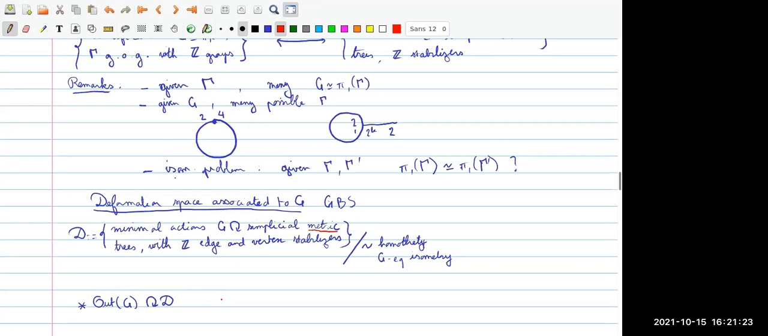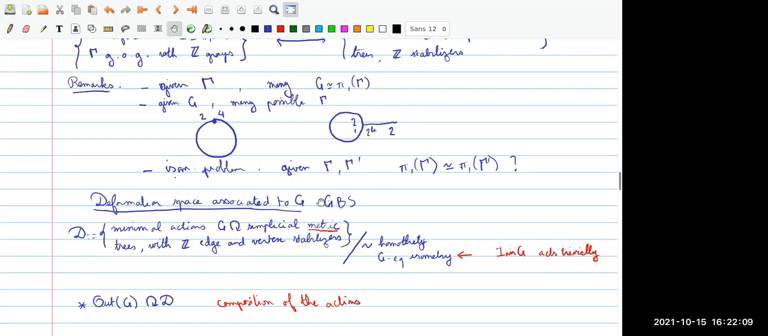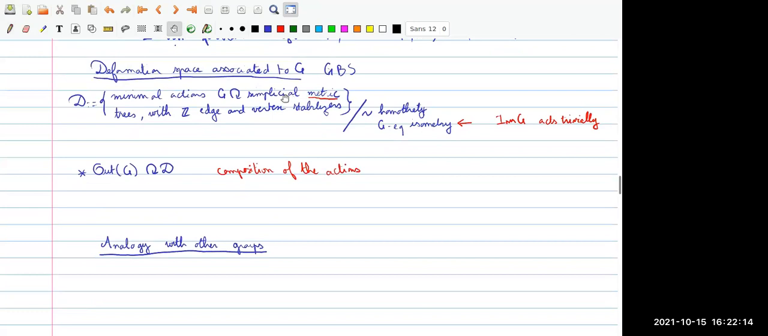So what is the action? An automorphism phi in Out acts by composition of the actions here. And actually, inner automorphisms have a trivial action on D because this goes in the G-equivariant isometric part. So inner G acts trivially. So this space is not completely new because it has strong links with other well-known spaces and groups.